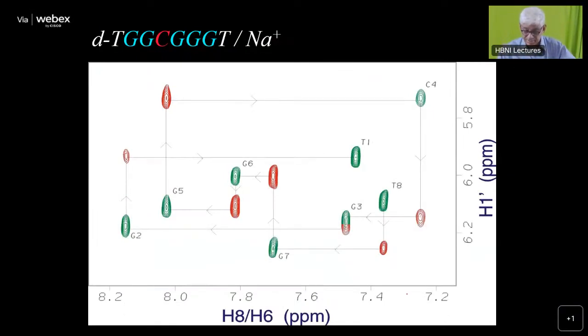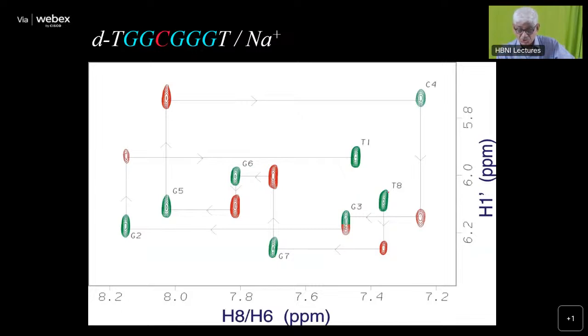Okay, that portion that is indicated here. Because you see here, this is the base and this is the H1 prime area. The sequence is given on the top here, TGGC, GGG, T, and this is in solution sodium plus. And what is the terminal sequence? Terminal sequence is T8. Now T8, the green and the red, they indicate the self and the sequential peaks. Okay, self peak is in one color, sequential peak is in another color.